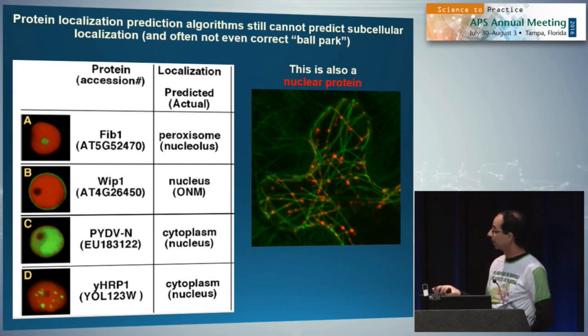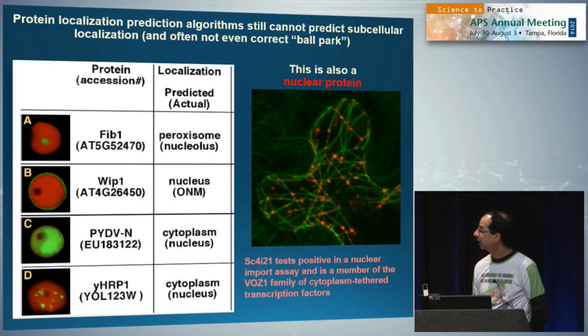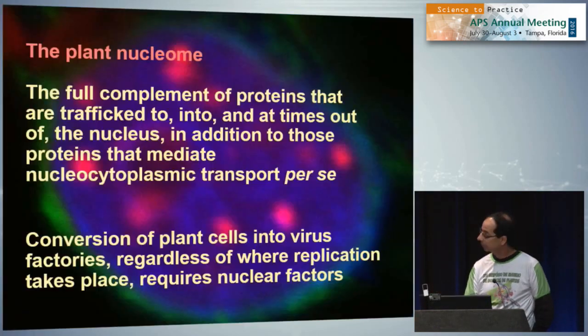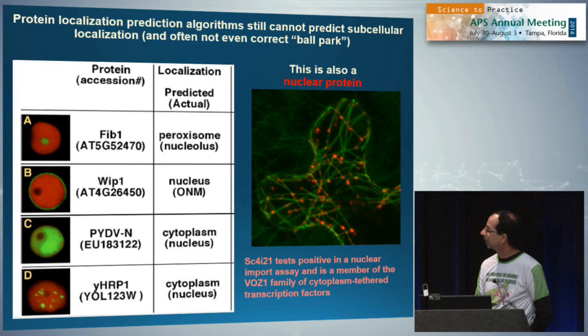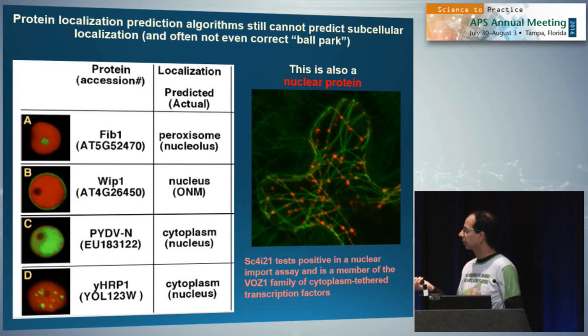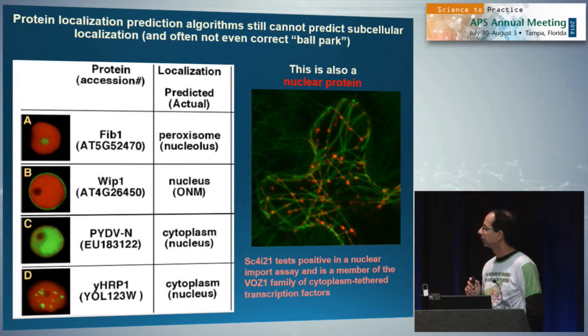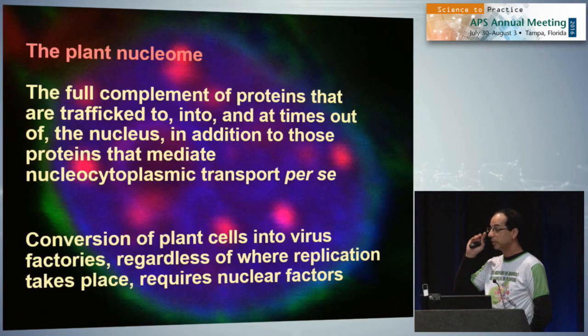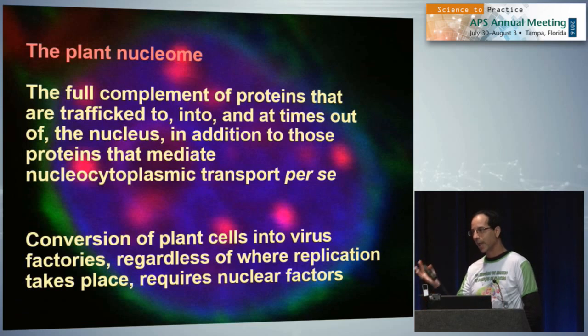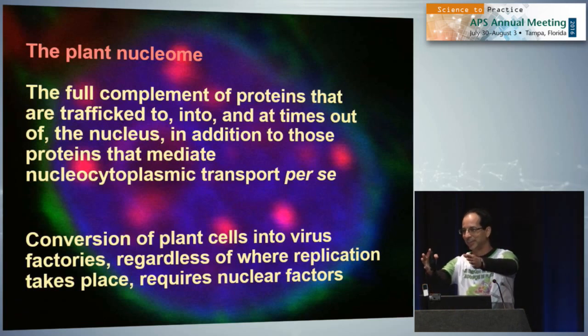An extreme case is that SC4 interactor 21 that I just showed you. This is a nuclear protein, not predicted as such. SC421 tests positive in a nuclear import assay. It's a member of the VOS1 superfamily of cytoplasm-tethered transcription factors. So what we need, this is the next tool that we absolutely need on a whole-cell level, but I'm just going to pick the nucleus to start because Anna needs it.